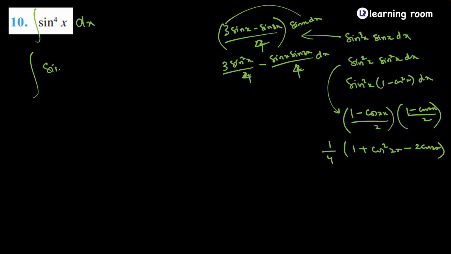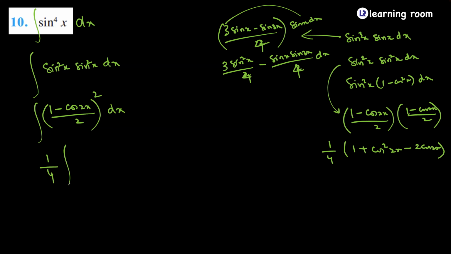So sin power 4x, we can write it as sin square x into sin square x dx. So integral of 1 minus cos 2x by 2, the whole square dx. So what will happen? It will be 1 by 4 into integral of 1 minus cos 2x, the whole square dx. So what will you get? 1 by 4 into integral of 1 plus cos square 2x minus 2 cos 2x times dx.